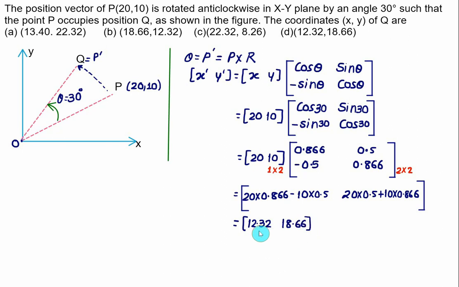Now check our choices, 12.32 and 18.66, choice D is correct. This question was asked in the GATE 19 exam.